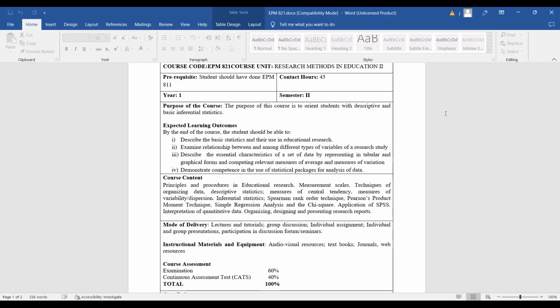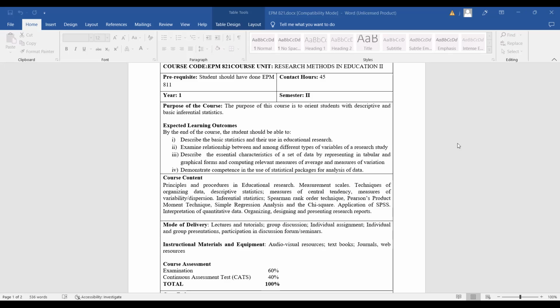Now, we are going to cover the principles and procedures in education research. It's quite a longer part. This one does not involve a lot of mathematics. It involves a lot of logic, what you're going to be speaking about. We also go to cover measurement scales. That's now the statistics part.